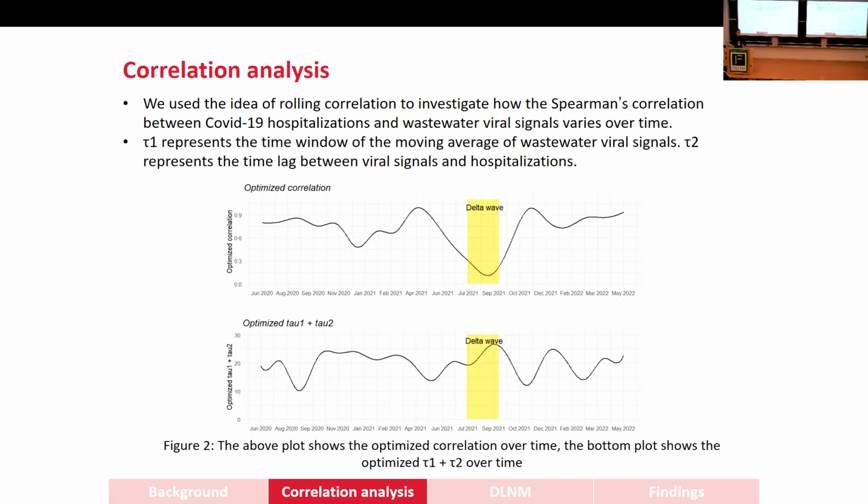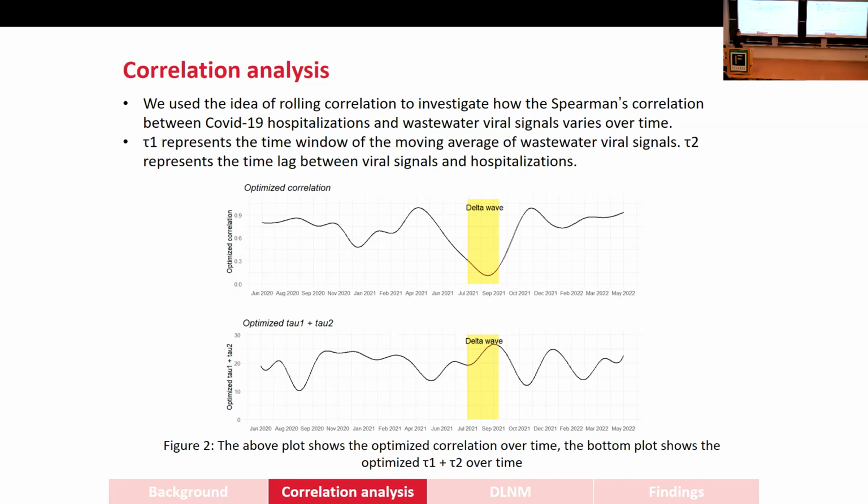Firstly, we did a correlation analysis. So in general words, we use the rolling correlation. And for each rolling window, we allow the time lag between the wastewater viral signals and the hospitalizations to vary. So really what we want to see here is how the correlation between them varies over time, and also how the time lag between them varies over time.